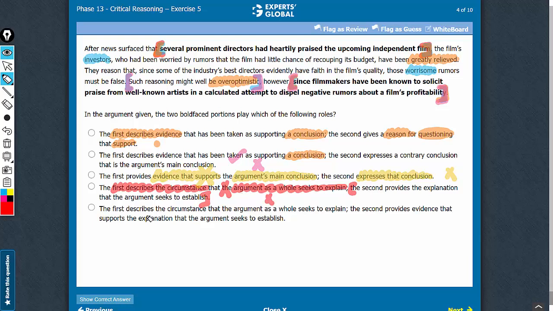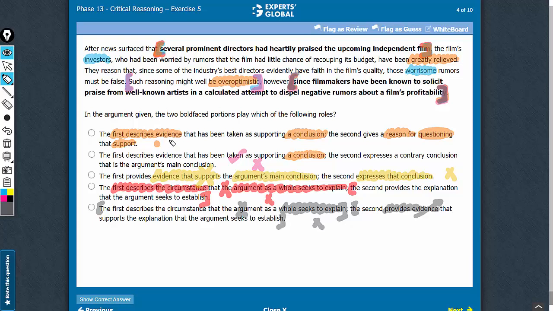Look at answer choice E now. Similar problem here. Again, the argument is not seeking to explain the first boldface, so this is not correct. And then the second boldface provides evidence that supports the explanation that the argument seeks to establish. The second part is still loosely alright, although it is not providing evidence that is supporting the explanation. The second boldface itself is the explanation, but this part is still loosely alright. The problem is with the first half here. Answer choice E should be eliminated.